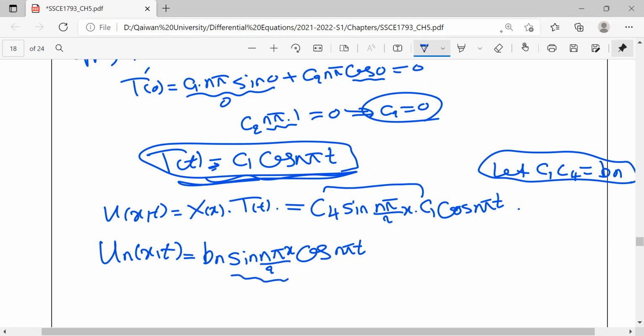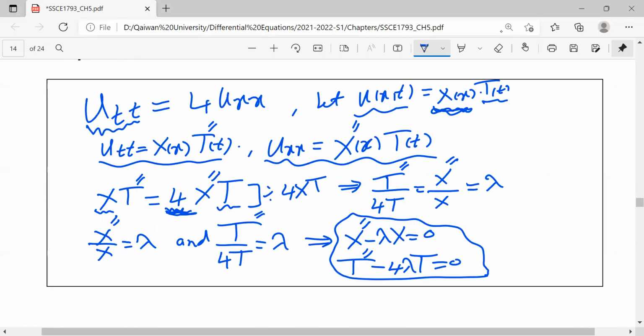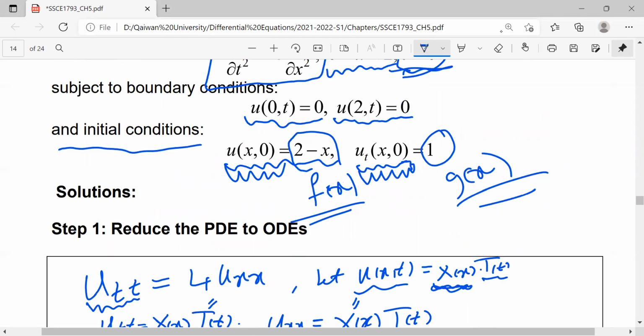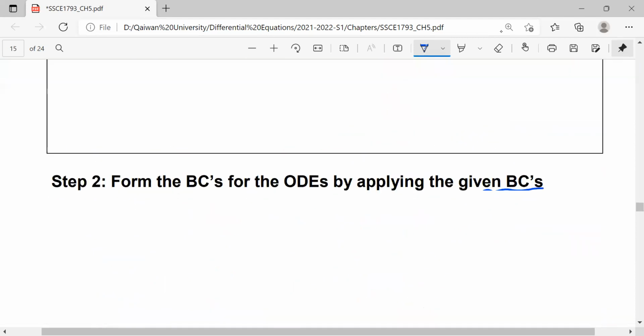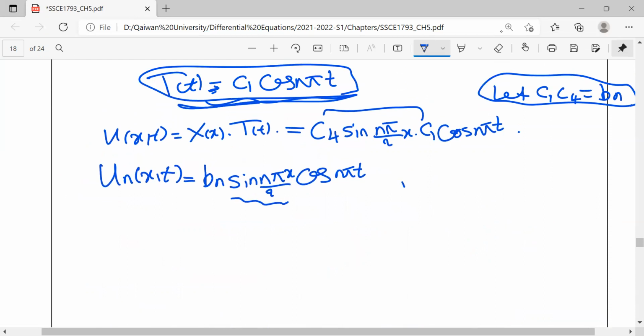Here we work on f of x. We have f of x given in the example. We have given that u of x and 0 is 2 minus x. This is f of x, which is 2 minus x. Let's write down f of x here. And u of x, t, we can write this as a sum from 1 to infinity, because here we have b and we have no a.